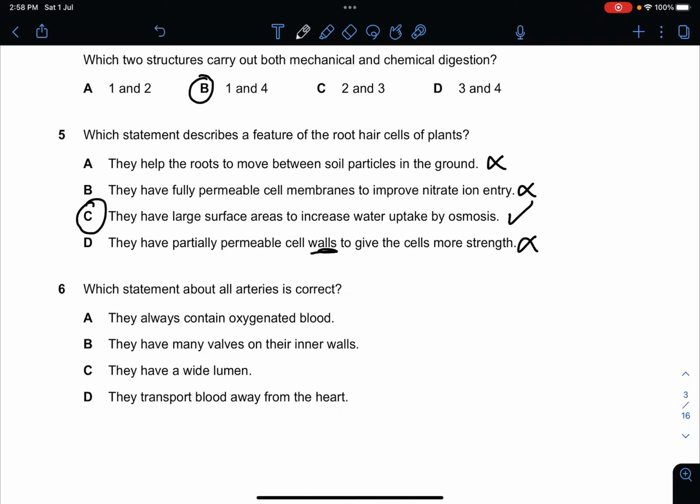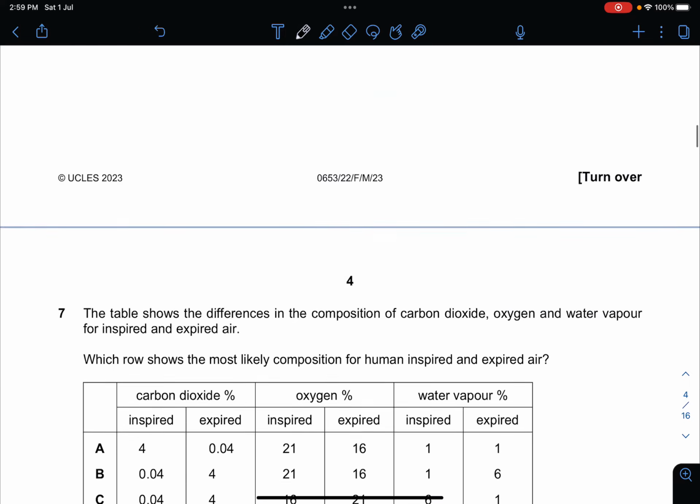Okay, which statement about all arteries is correct? The reason why A is wrong is because the pulmonary artery is the only artery that carries deoxygenated blood. So it's not. They have many valves. No, arteries have no valves. They have no white lumen. They have no lumen, basically, and they transport blood away from the heart. So the answer is D.